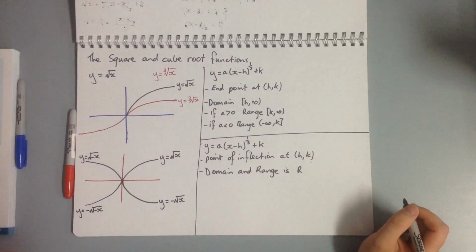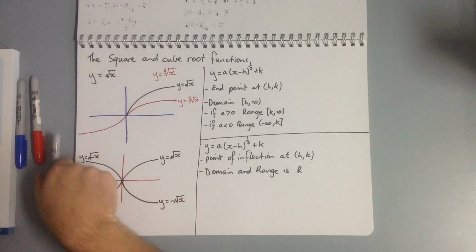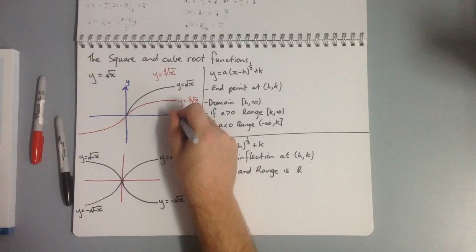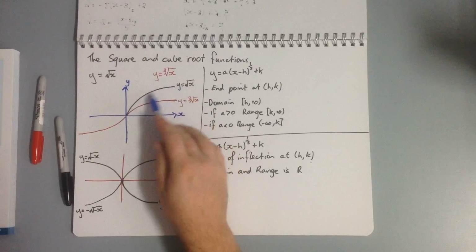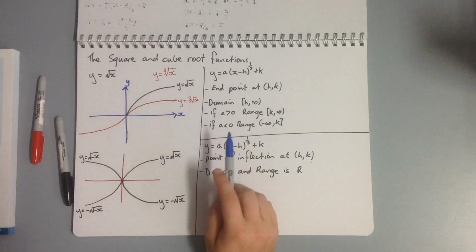We'll keep moving on. So we've got the square and cube root functions. Here we've got our axes shown in the blue. In the black we have y equals square root of x, and in the red we have y equals the cube root of x.